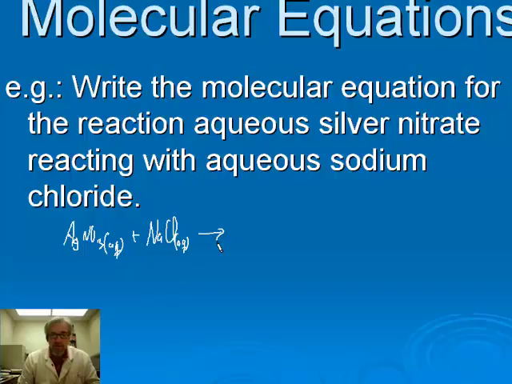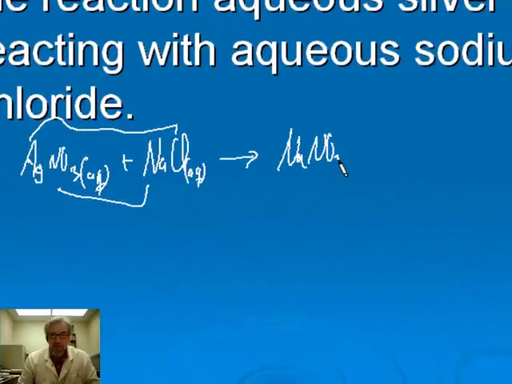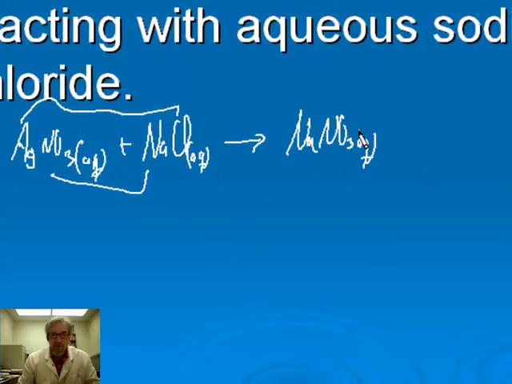Our products are going to be, because this is a double replacement, the inside two species and the outside two species together. So sodium would go together with nitrate, and that would be soluble, because group 1 salts are soluble, so are nitrate salts. And then silver would go together with chlorine. Silver chloride is insoluble because lower halides are not soluble with silver, mercury 1, or lead 2. So that's the molecular equation.